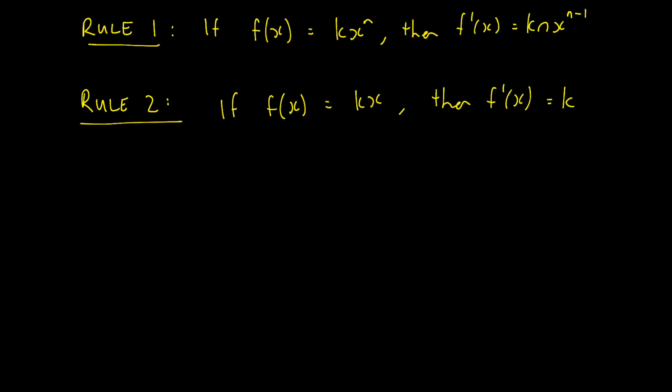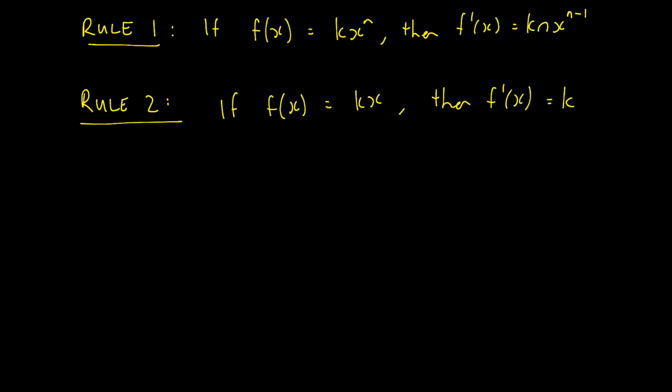Rule 2: if f of x is equal to kx, then the derivative of f is equal to k. Essentially what this means is that this is a linear function. It's not x squared, it's not x cubed, so it's a straight line, which means that the gradient is whatever the coefficient of x is. And as you know, if I gave you a graph y equals 3x, the gradient is 3 wherever you are on the graph. There's no variable in this case because the gradient is constant throughout the curve.